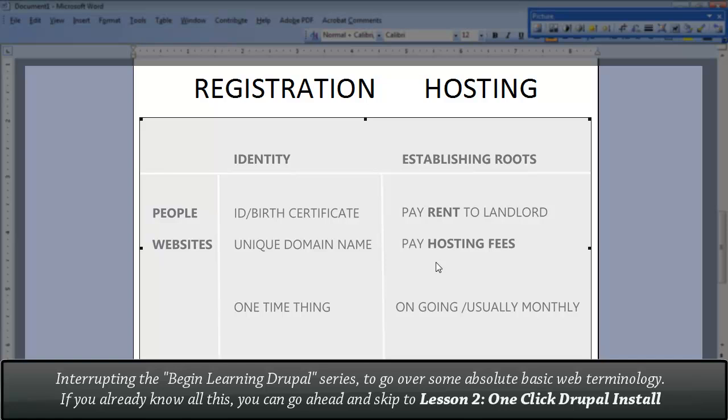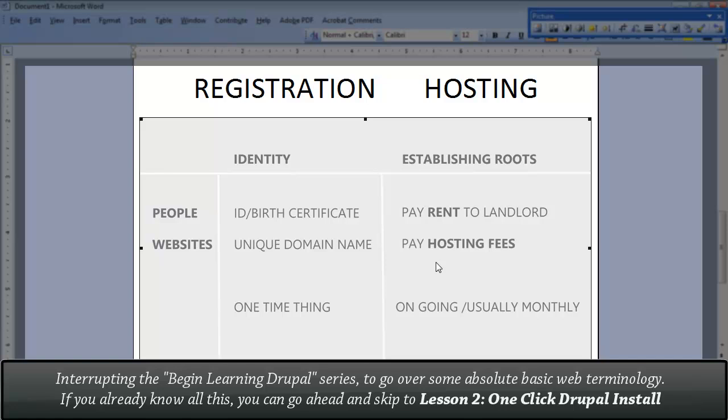So you can't just register your website and then expect for your site to be online. You need to place that website somewhere. You need to host it somewhere. You are the guest. The place that you host your website is usually called the host or the server, and you pay those hosting fees.